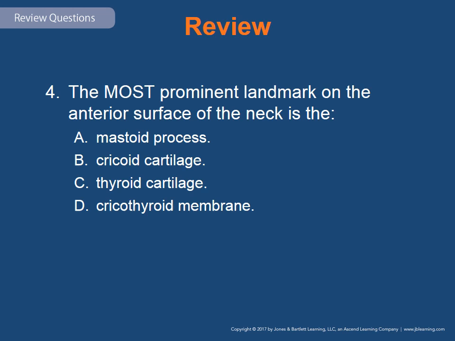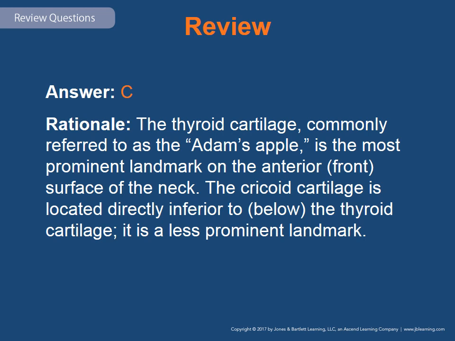The most prominent landmark on the anterior surface of the neck is the mastoid process, cricoid cartilage, thyroid cartilage, or cricothyroid membrane. The thyroid cartilage, commonly referred to as the Adam's apple, is the most prominent landmark on the anterior or front surface of the neck. The cricoid cartilage is located directly inferior, or below, the thyroid cartilage. It is a less prominent landmark.